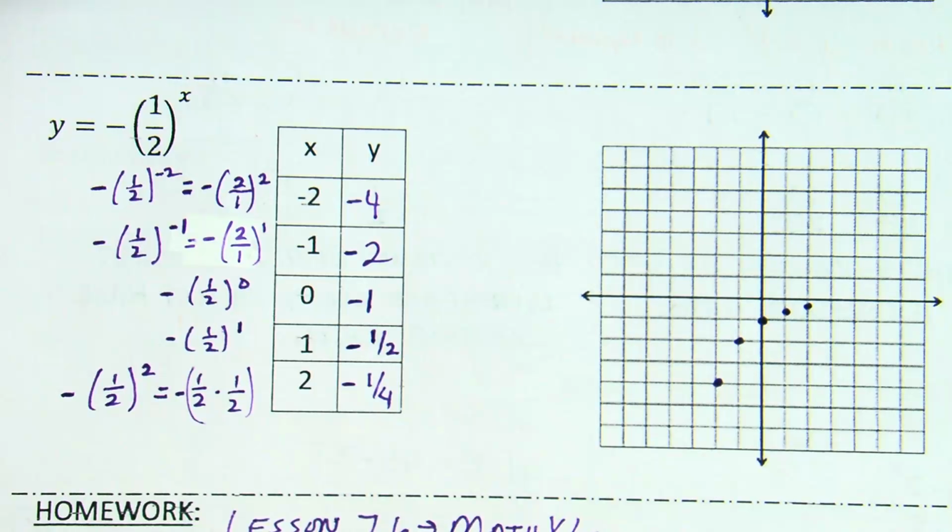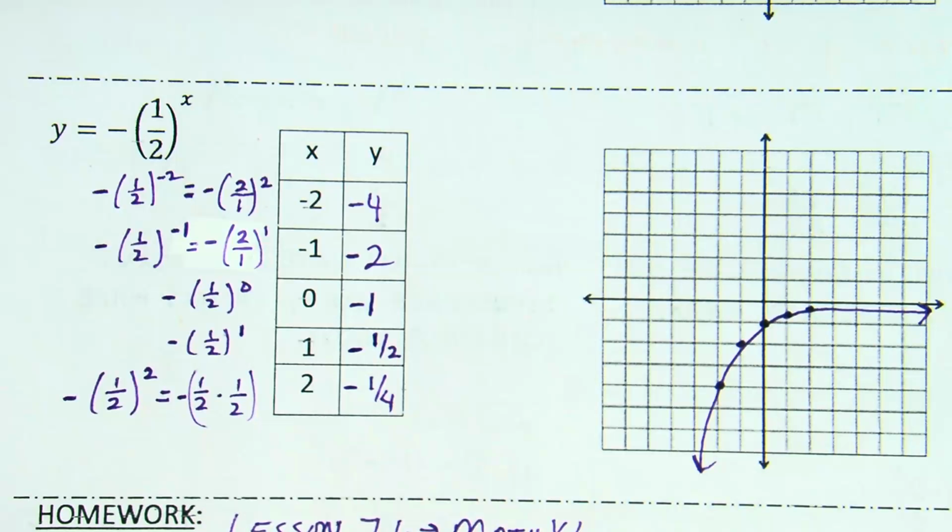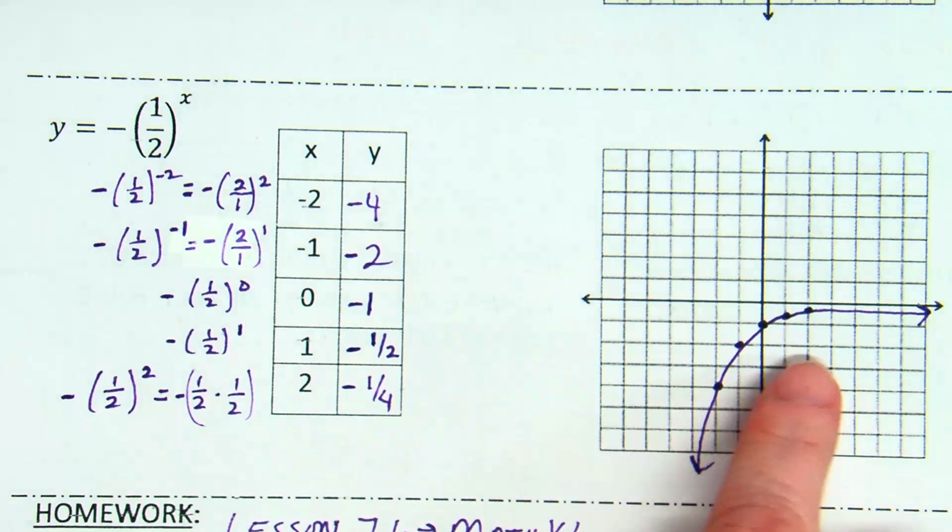Okay. Your graph should look something like that. The negative is what made this be upside down, so it's under the x-axis instead of on top of it. And the 1/2, being a small number, is what made it flip and go off to the right instead of off to the left.